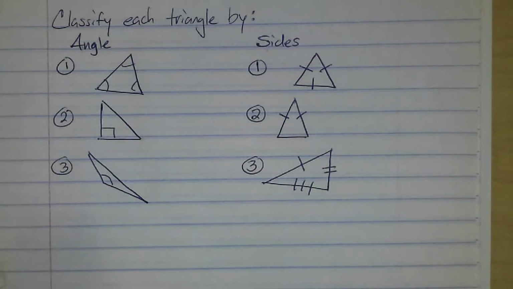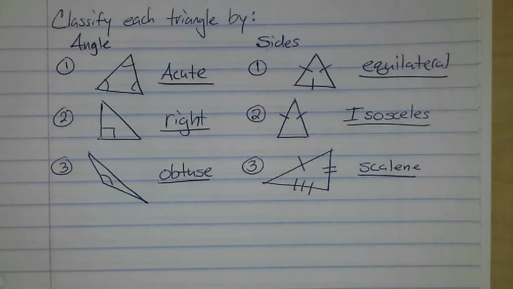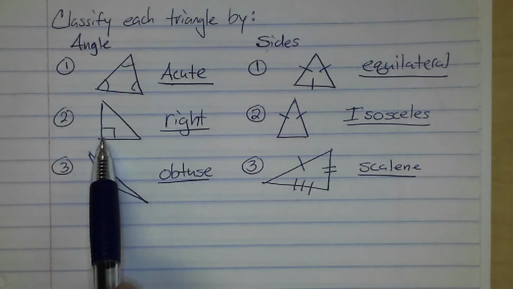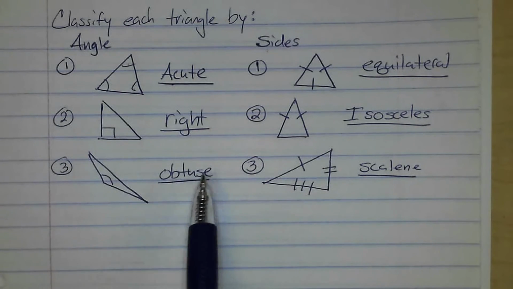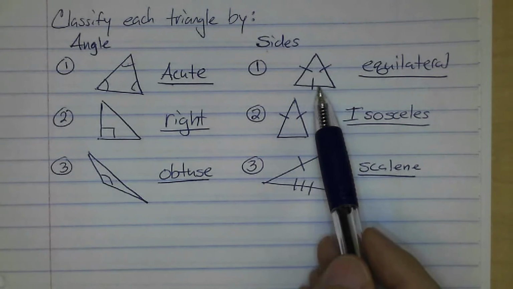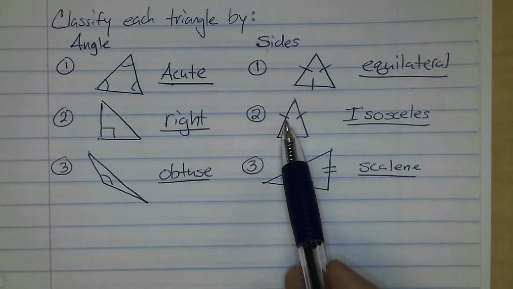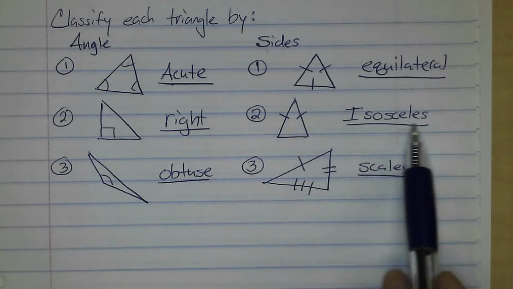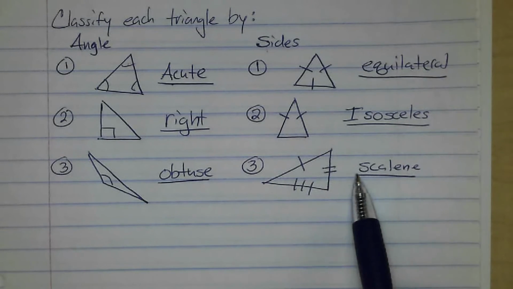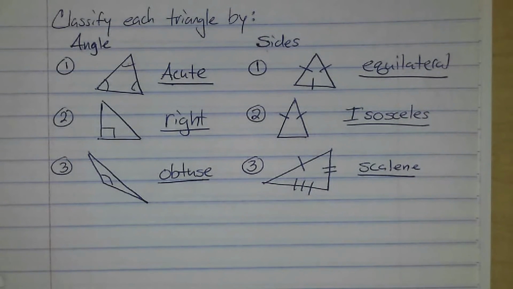Okay, so now try to classify each triangle by angle and by sides. Press play when you're ready. Alrighty. Acute triangles. All angles are acute. A right triangle, it has a right angle. Obtuse triangle has an obtuse angle. All sides here are congruent, so this one's equilateral. 2 sides are congruent, isosceles. All 3 sides are different? Scalene.